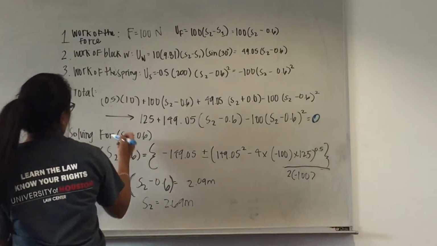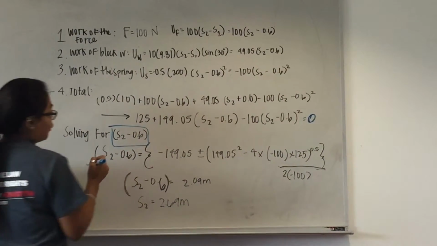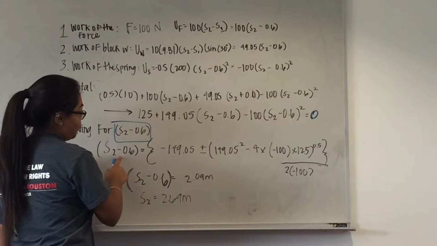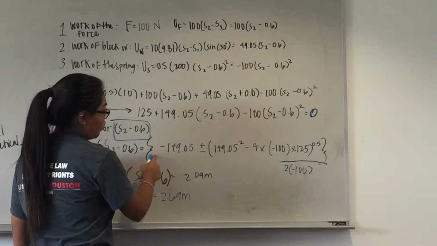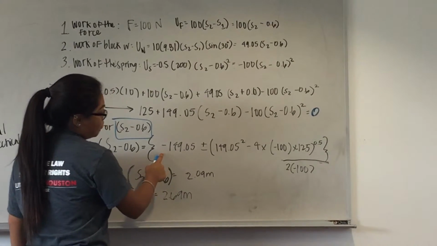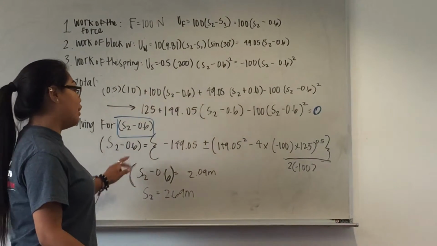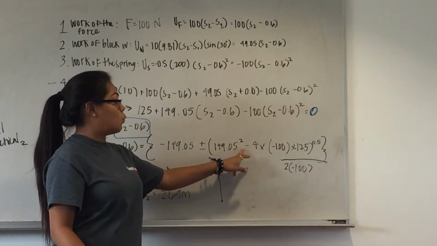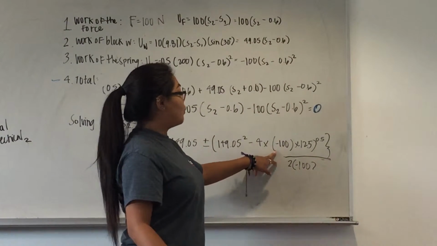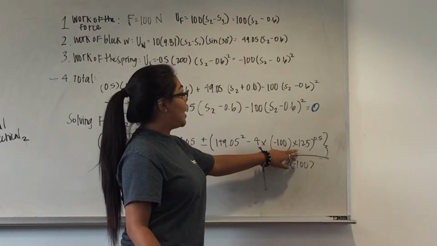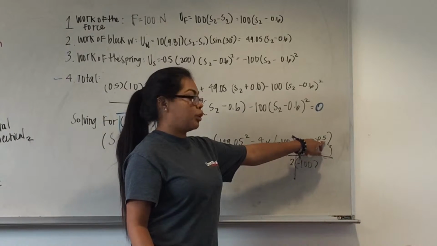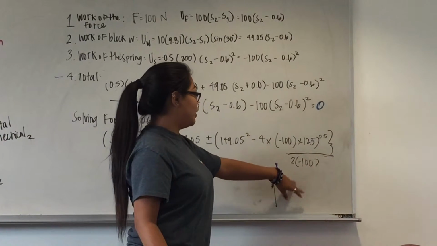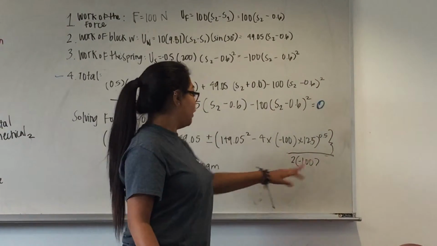And here we're solving for S2 minus 0.6. So we have the equation S2 minus 0.6 equals curly bracket, negative 149.5 plus or minus parentheses 149.5 squared minus 4 times parentheses negative 100 times 125, to the 0.5 power, curly bracket, divided over 2 times negative 100.